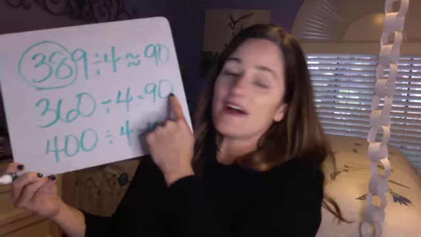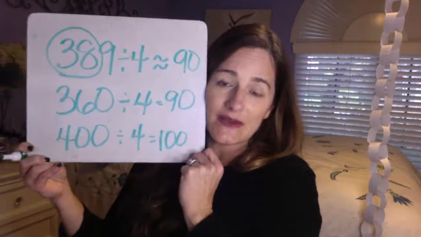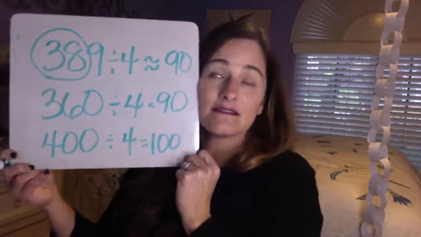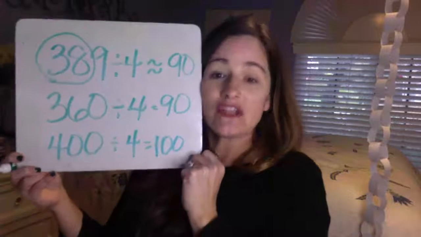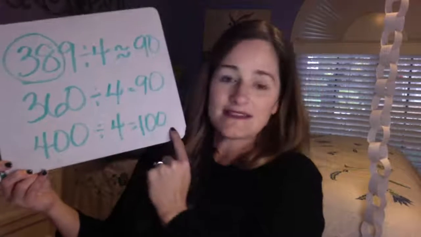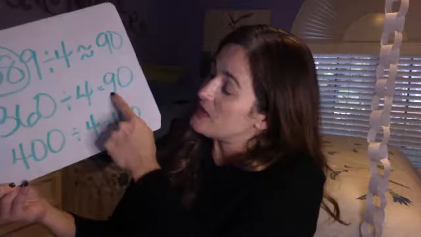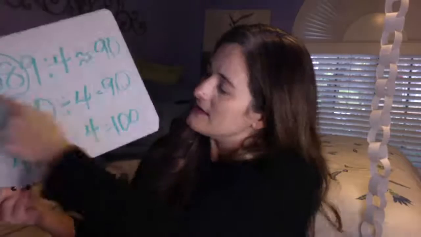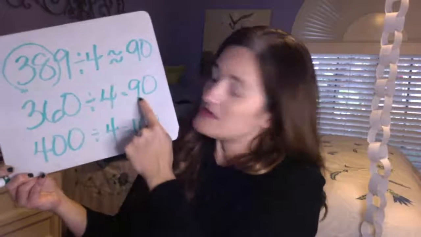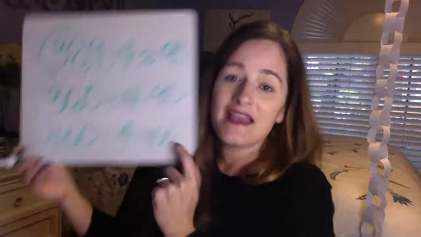And from this, we can find a range. Sometimes the question will ask for 2 estimates, or it might say something like, the exact quotient is between which 2 estimates? And so I've got 2 estimates here. So we could say the answer is between 90 and 100. This number sentence here, the exact answer is somewhere between 90 and 100. So we've got a pretty close estimate.